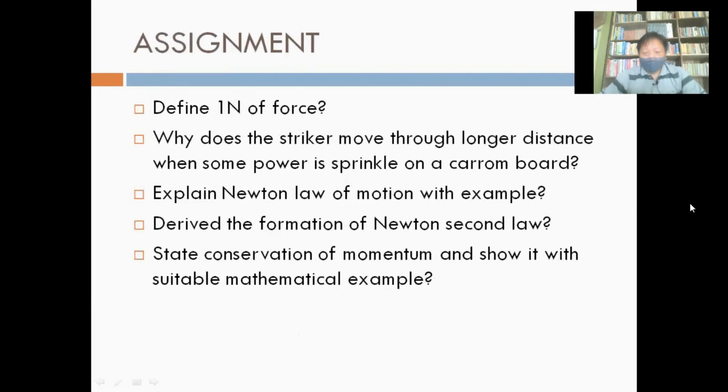For your assignment, I'll give you some questions for homework. Number 1, define 1 Newton of force. Number 2, why does the striker move through a longer distance when some powder is sprinkled on a carom board? Number 3, explain Newton's laws of motion with examples. Number 4, derive or write the mathematical formulation of Newton's second law. And number 5, define conservation of momentum and show it with a suitable mathematical example.